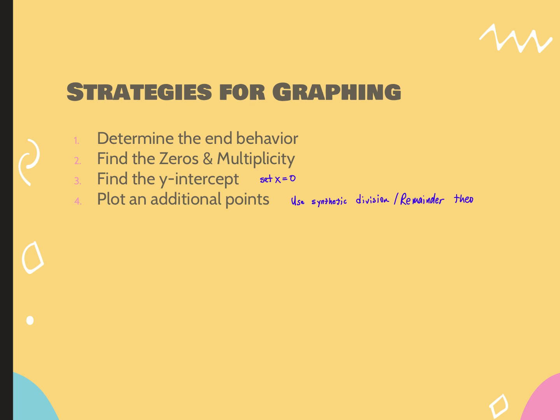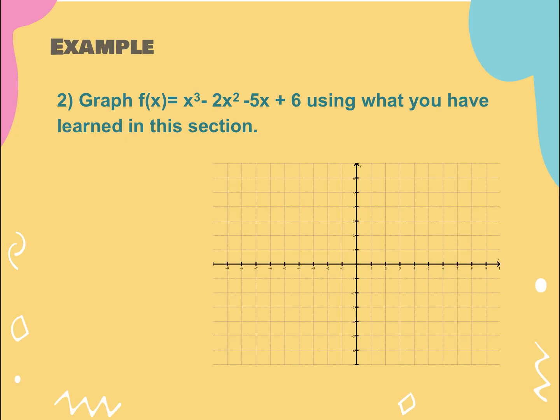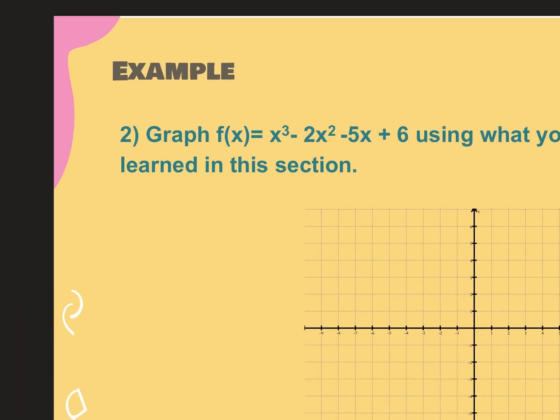How do you find additional points? You just pick something on the x-axis that's in between intercepts, and then use synthetic division, the remainder theorem. Whatever the remainder is, that's your y value. So again, I'm not doing all of them. I'm going to skip through some. All right, let's do 2. Let's talk about end behaviors first. I always like to go in order.